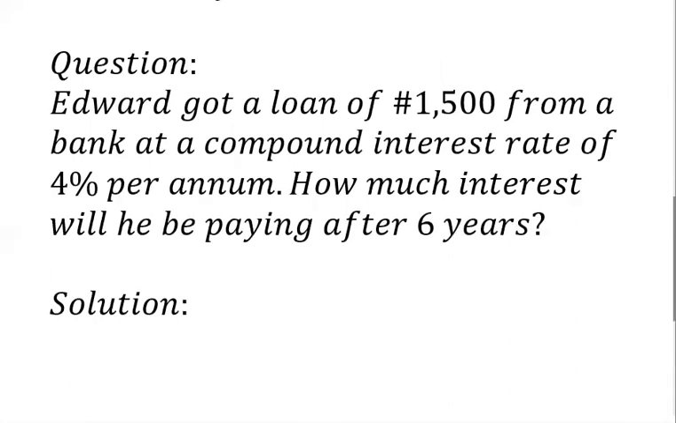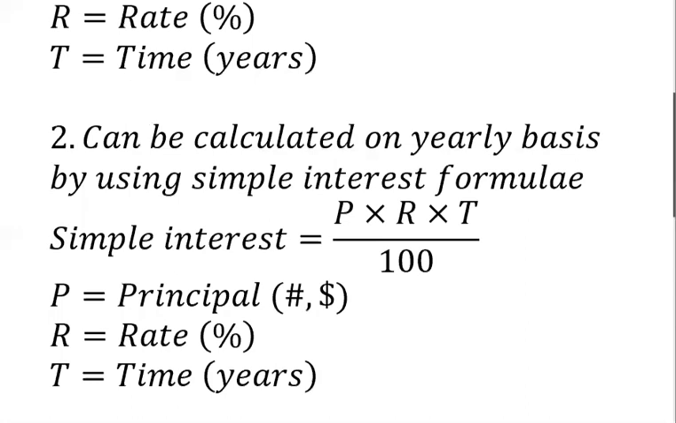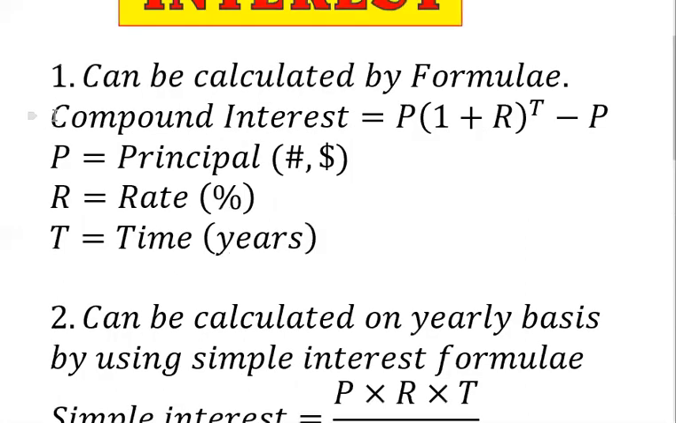The question is this: Edward got a loan of 1,500 naira, I'm using naira in this case, from a bank at a compound interest rate of 4% per annum. How much interest will he be paying after 6 years? So let's use formula method first. So let's get our formula straight down. This is our formula.